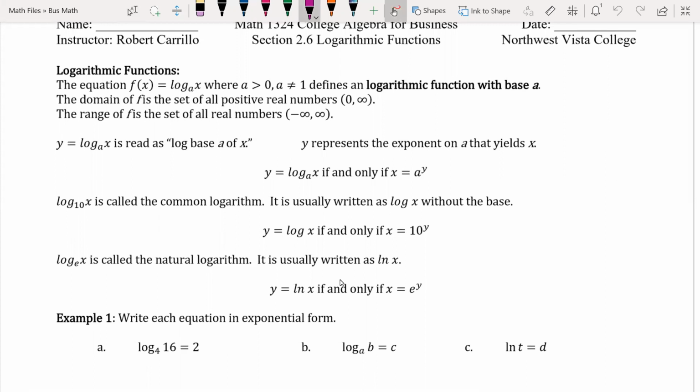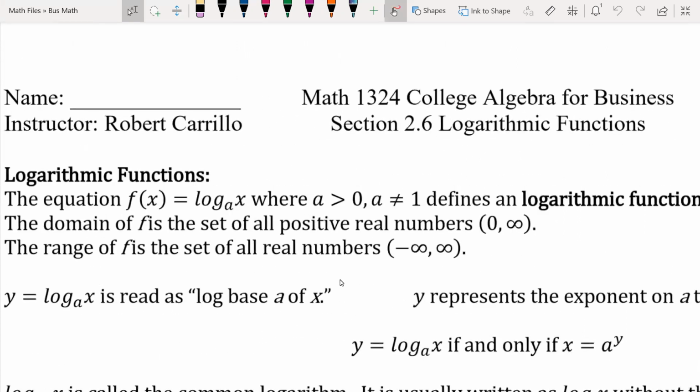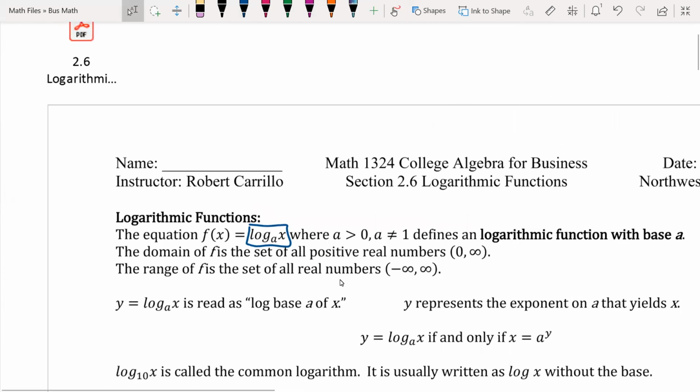So the way we say this, let me go to the top. Given this equation, f of x equals log base a of x, where the base of the log has to be greater than 0 and the base cannot be equal to 1. This defines the logarithmic function. The domain of the log is from 0 to infinity, and the range of the log is negative infinity to infinity.